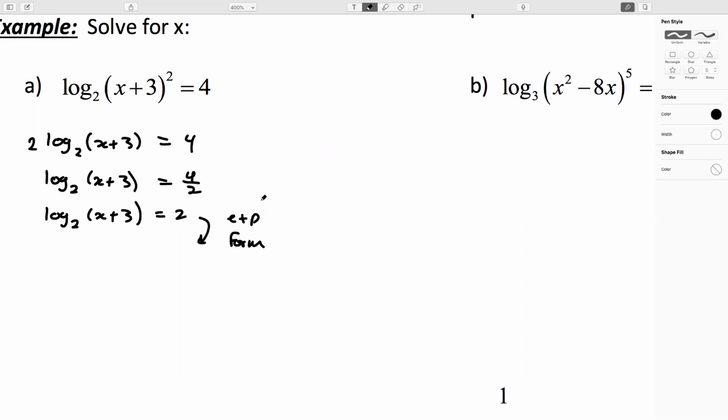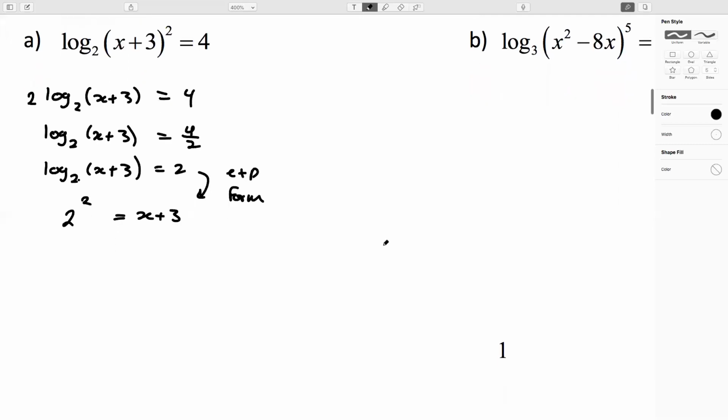If you remember, it's which power of my base is the argument, and the answer is 2, so that tells me that 2 to the power 2 has to equal the argument, x plus 3. The base to this power equals x plus 3. So I get 4 equals x plus 3. If I subtract 3, I get x equals 1.